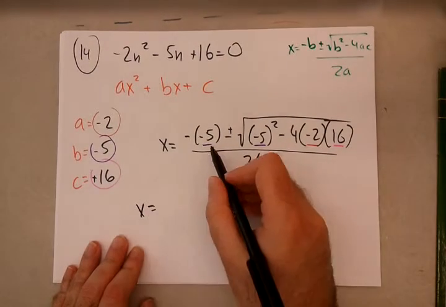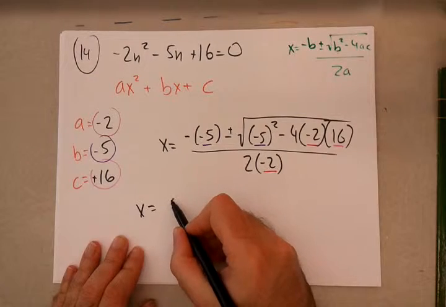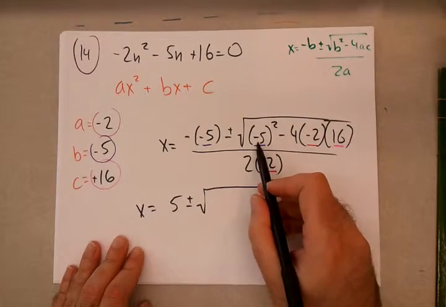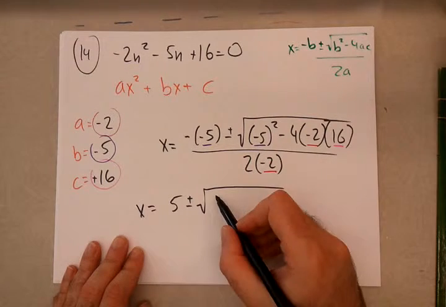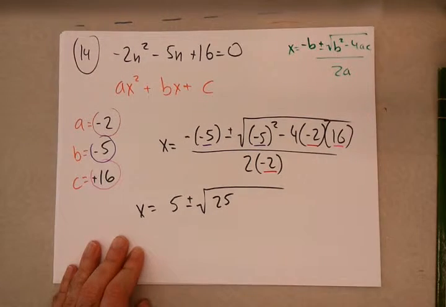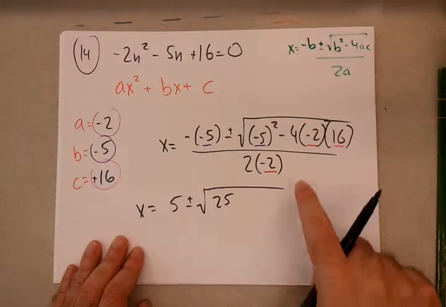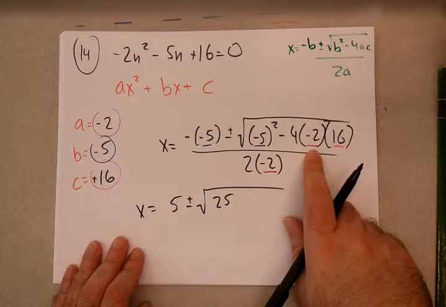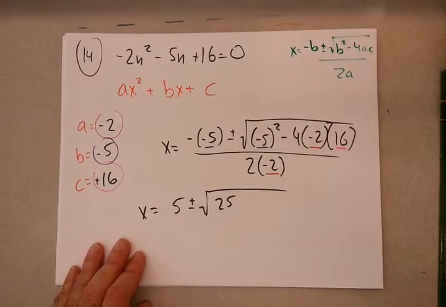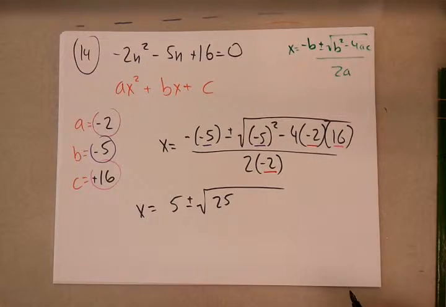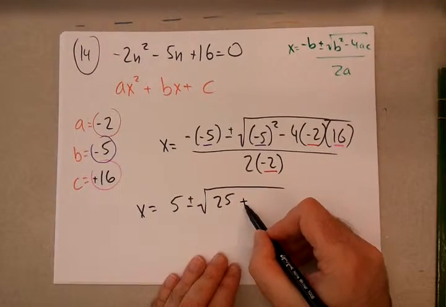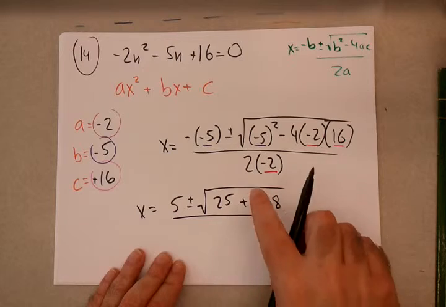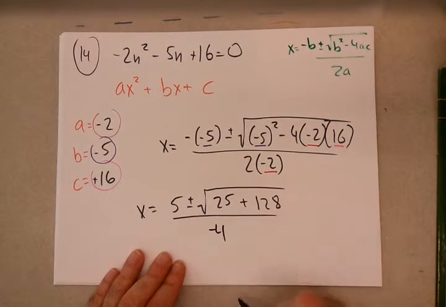So x is going to equal negative times -5, that's a +5, plus minus, underneath the root, -5 squared, that's a +25, -5 times -5 is +25. The -4 times -2 is a +8. +8 times 16 is 128, so it's going to be plus 128 if my math is correct. All over 2 times -2, which is a -4.